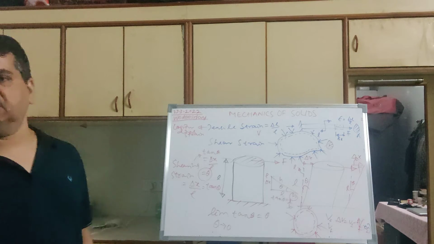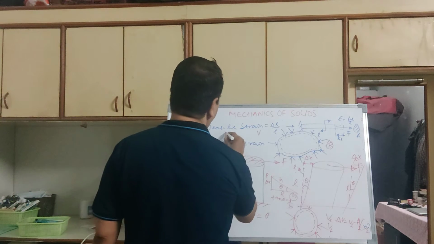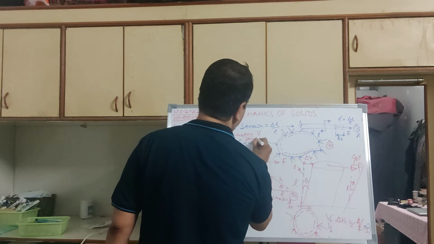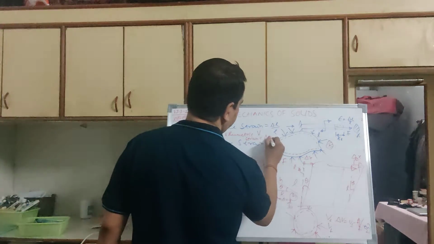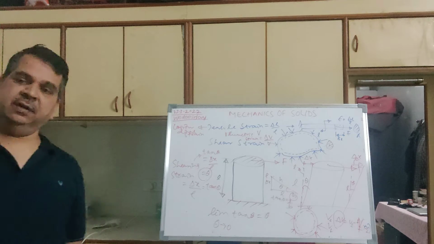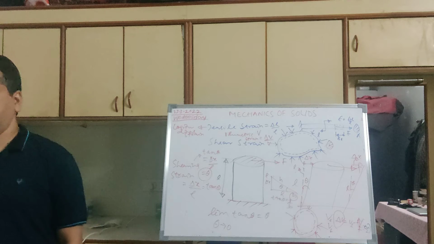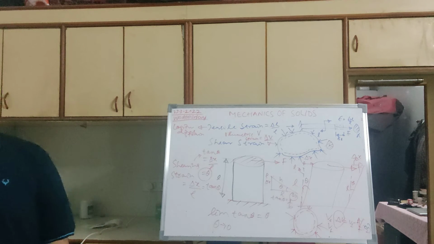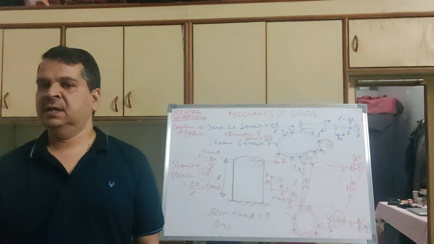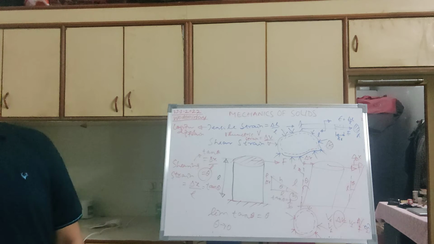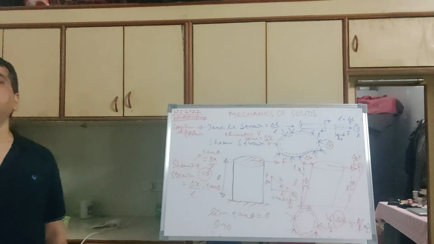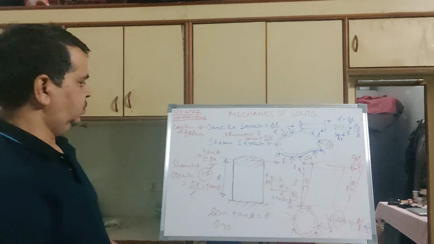So what is the formula for volumetric strain? Volumetric strain is equal to delta V by V. This delta V is the change in volume, and in the denominator it will always be the original. Whether it is shear strain or longitudinal strain, in the denominator it will be the original. Change in length by original length, change in distance by original height, change in volume by original volume. So that is strain. In the denominator, always the original value will be there.